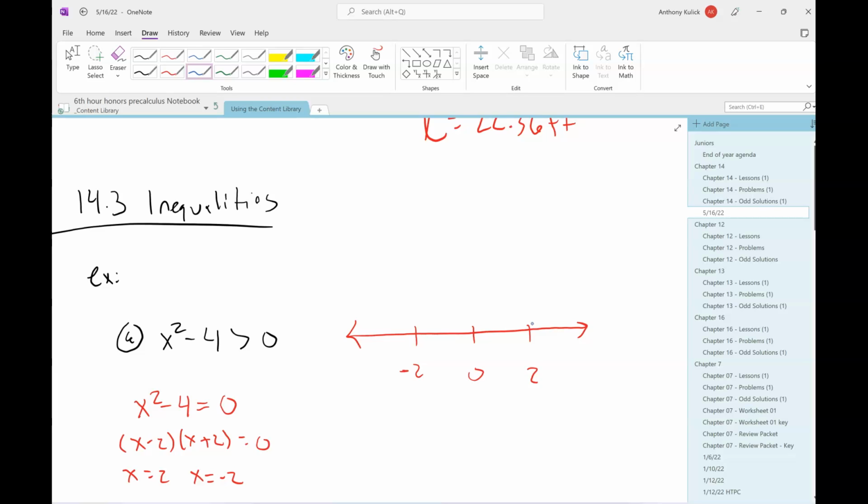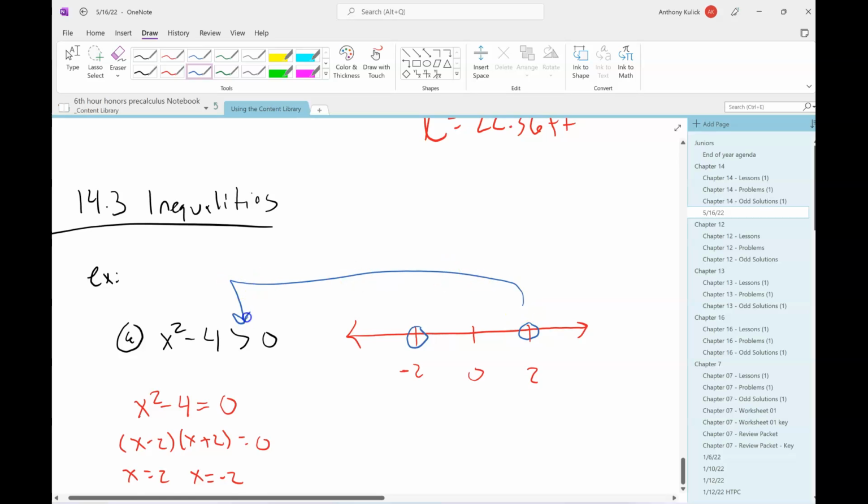When I draw my dot on my number line at -2 and +2, should I use an open circle or a filled circle? Open, why? Very good, because we have that strict inequality. Tells me that I'm going to be using open circles there. And then I'm just going to pick a test value in each of these intervals, and whatever the sign is in that interval is going to be the sign for the function everywhere in that interval.